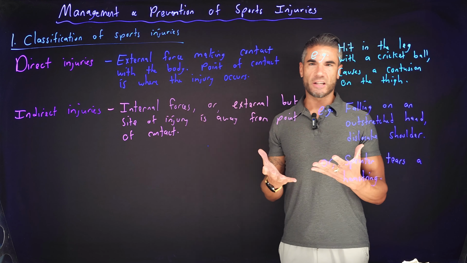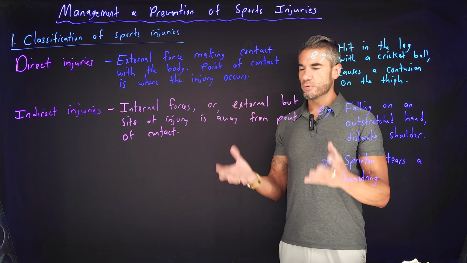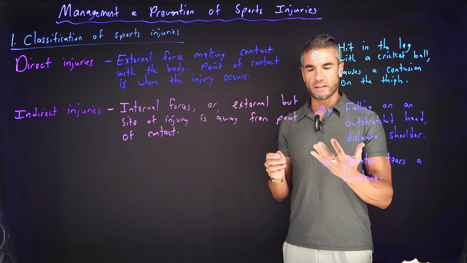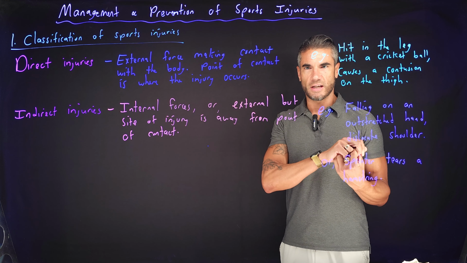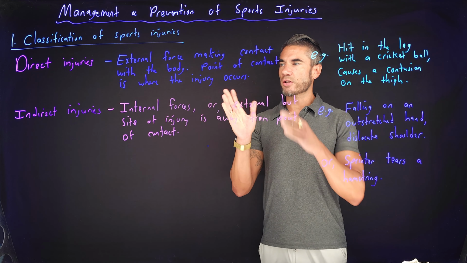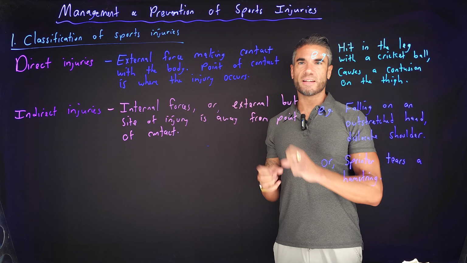So the first video, the first area that we're going to focus on is how do we classify sports injuries, okay? So sports injuries can have 5 different classifications and they're all going to be a mix of 3 different sort of overarching categories. So I'm going to put them on the screen in categories.